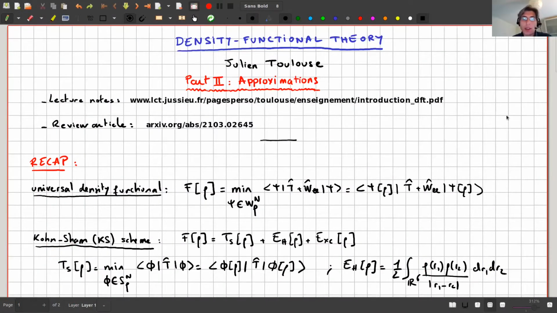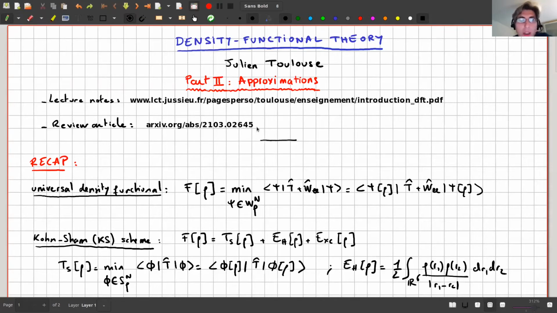Welcome to this second part of the DFT course. Last week was the first part on the basic theory, and this week we will focus on the approximations used in practice.